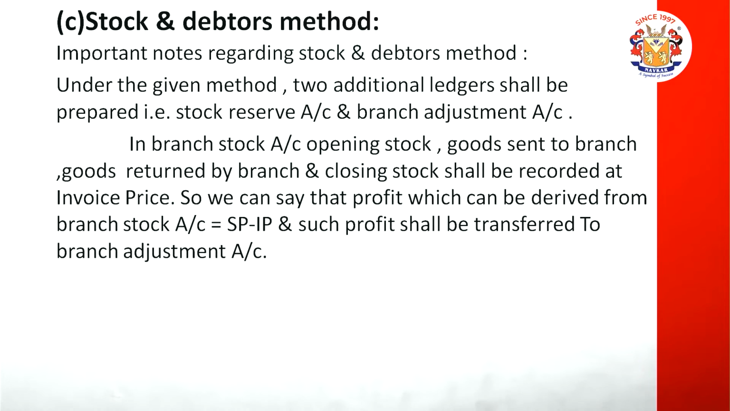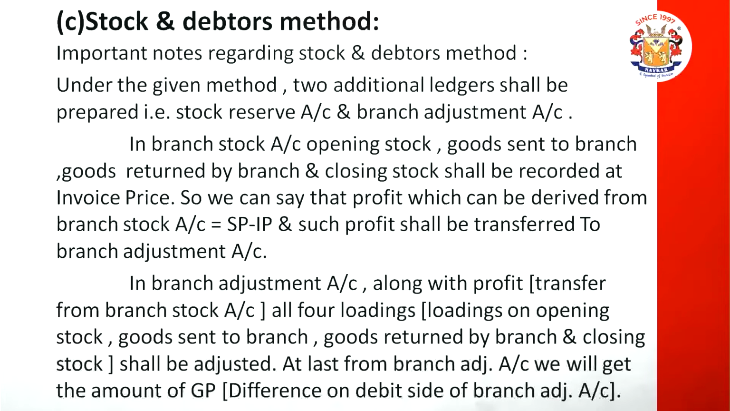In branch stock account, opening stock, goods sent to branch, goods returned by branch and closing stock shall be recorded at invoice price. Very interesting. So we can say that profit which can be derived from branch stock equals to selling price minus invoice price. I have explained to you, and such profit shall be transferred to branch adjustment account.